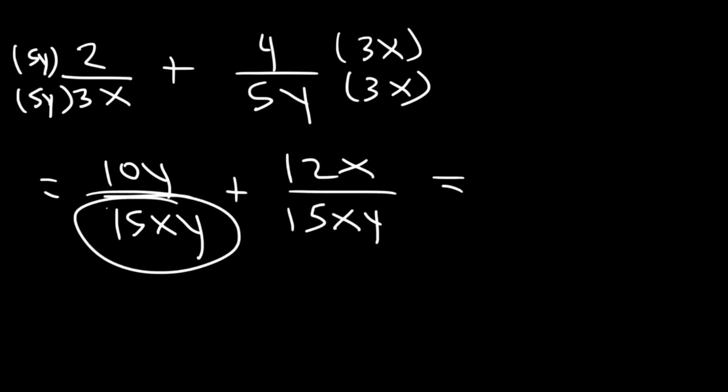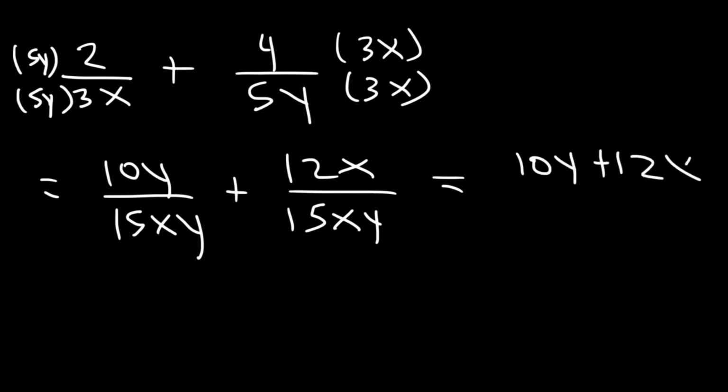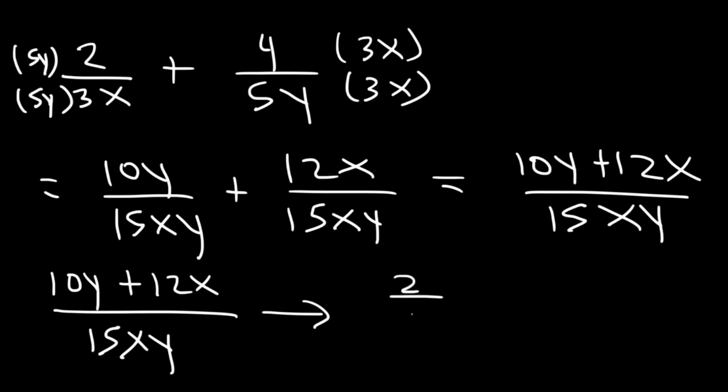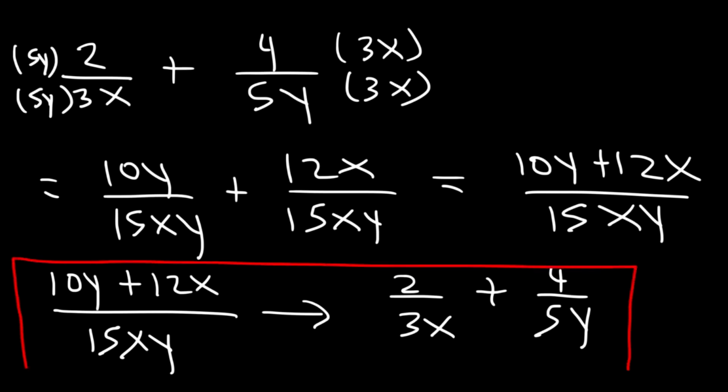Now, because I have a common denominator, I can combine it into a single fraction. So I can write it as 10y plus 12x divided by 15xy. Now, what partial fraction decomposition allows me to do is take a single fraction like this one and break it down into two smaller fractions. So it's the reverse of combining two fractions into a single fraction. So you take a single fraction and break it down into multiple smaller fractions.